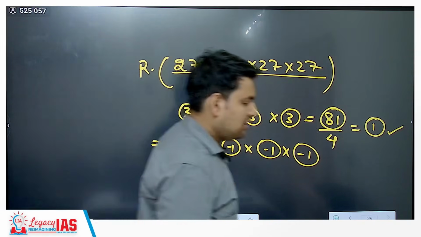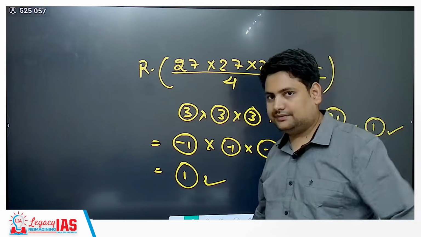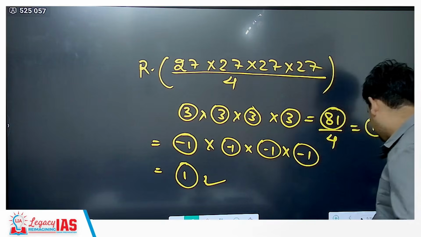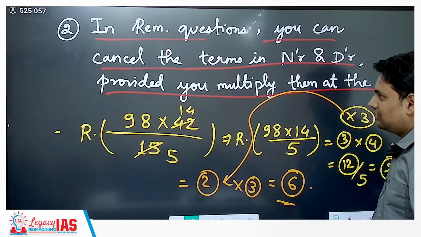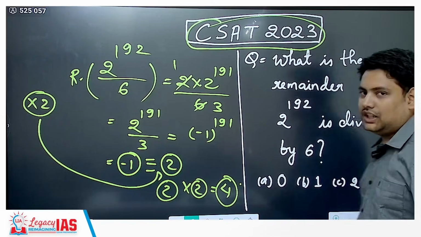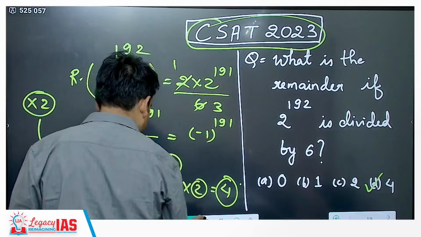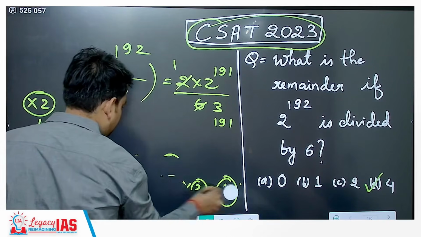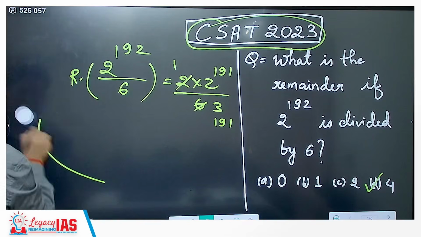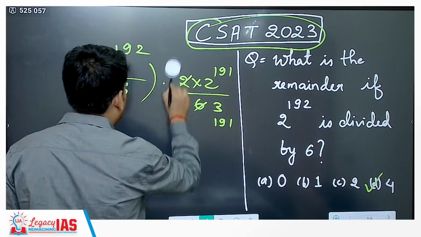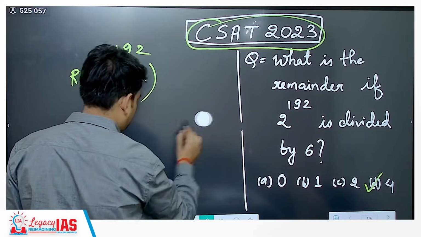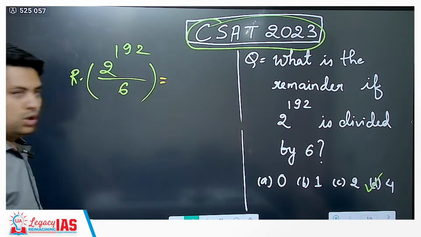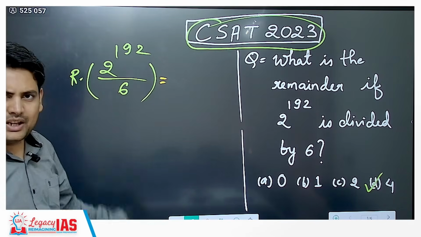Simple. So this is how negative remainders work. Got it? Then now see how I did this question. Now see, 2 power 192 divided by 6.